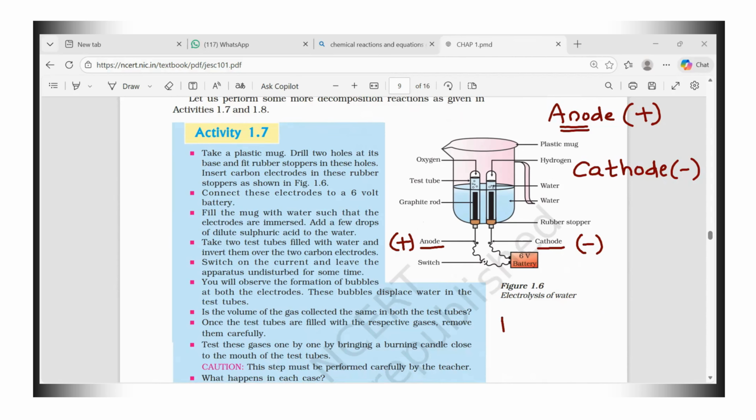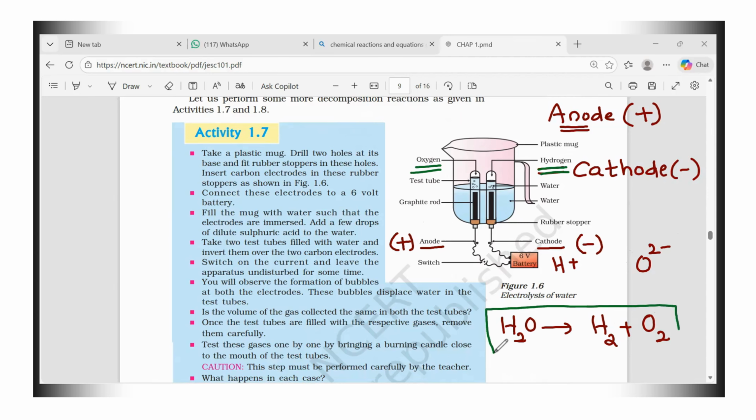So what is getting split is water. When water splits, it will give us H2 plus O2. So you know that hydrogen is H plus. So H plus will be released near the cathode. See? And O2 minus, negative ion, will come to the anode. So here you will get oxygen and here you will get hydrogen. So this is the decomposition reaction with the help of current. Okay. So 2-3 questions are asked from this.